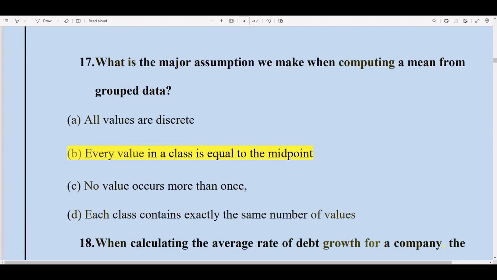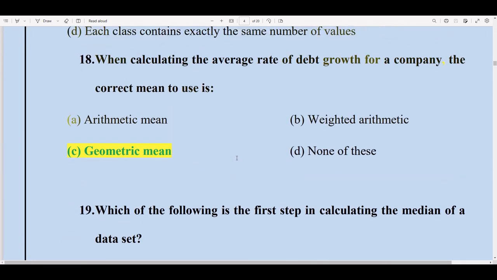Question number 17. What is the major assumption we make when computing a mean from grouped data? Every value in a class is equal to the midpoint. When calculating the average rate of debt growth for a company, to check the growth rate or rate of change, the average to be used is the geometric mean.